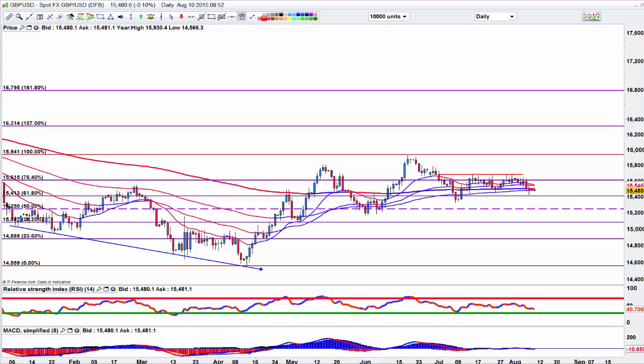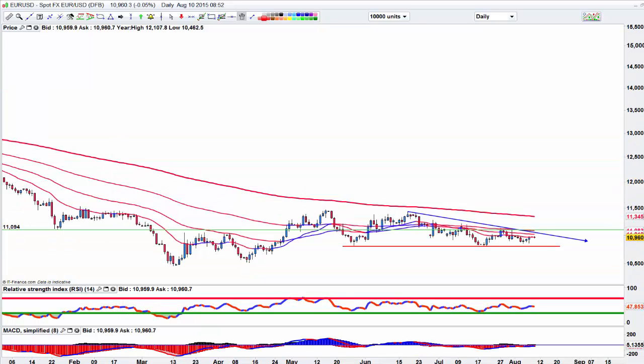Alright, moving on. So sticking to the euro, again, we can't close above the 20 EMA. I'm very cautious on charts that can't close above the 20 EMA. This is potentially just a bearish consolidation, and we could just roll over here.